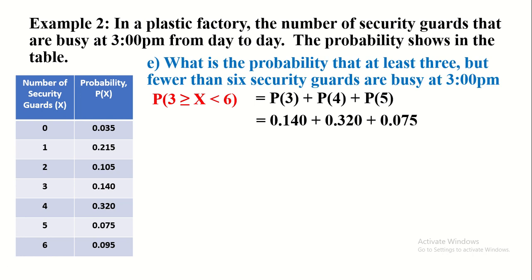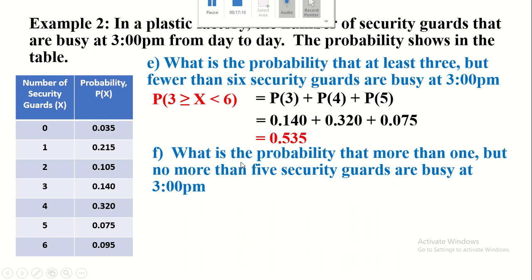And then, let us substitute. Probability of 3 is equal to 0.140. Probability of 4 is equal to 0.320. Probability of 5, that is 0.075. So, let us add. So, ang probability of 3 that is greater than or equal to x, that is less than to 6, is equal to 0.535.